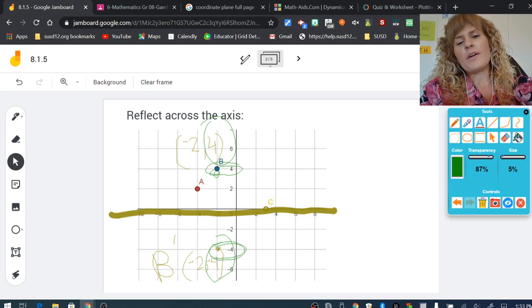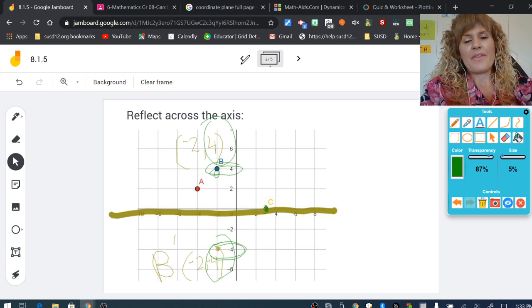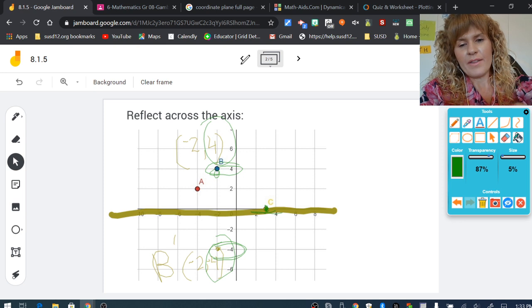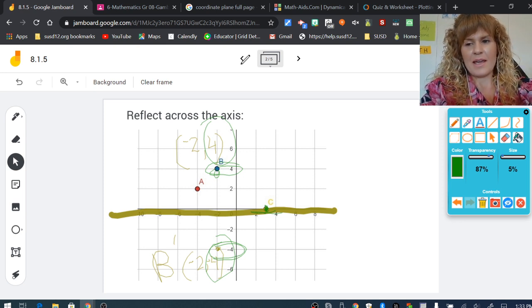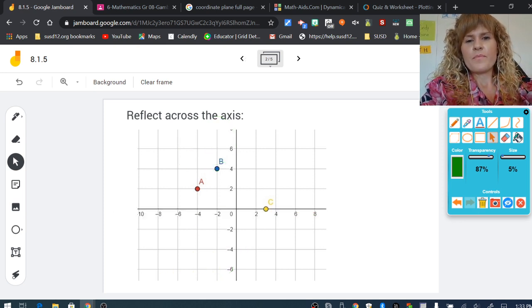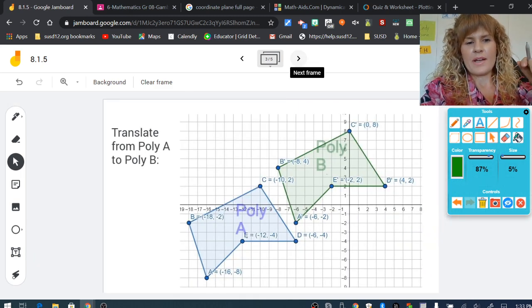Good. Okay, point C, well, what do you think is going to happen when we reflect point C across the x-axis? Nothing happens because it's already on the x-axis. It stays the same. Let's go to our next slide.